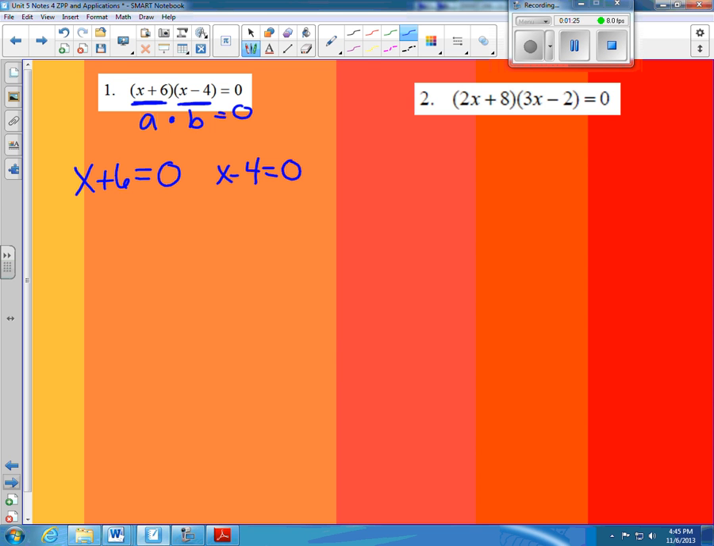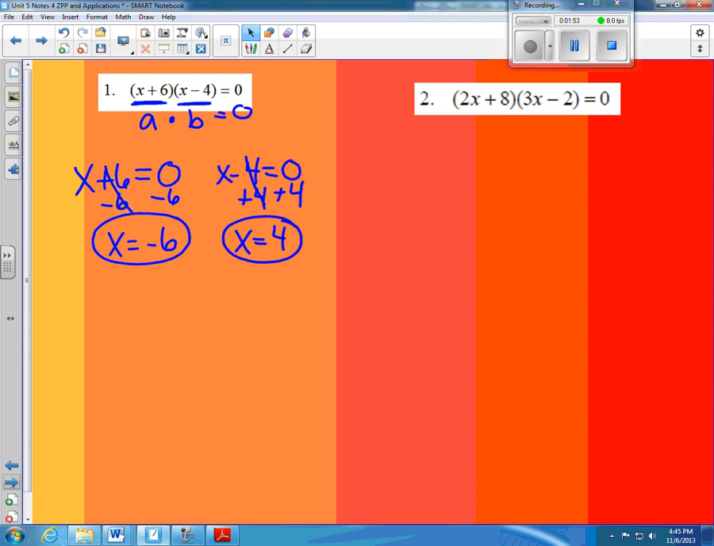So in my first one, I have x plus 6 equals 0. So if I minus 6 to both sides, my x equals negative 6. That's one of my solutions. Looking at the second problem, I have x minus 4 equals 0. So if I solve for x, I'm going to add 4, so we get x equals positive 4. All right, so if you see two sets of parentheses and it equals 0, think zero product property.